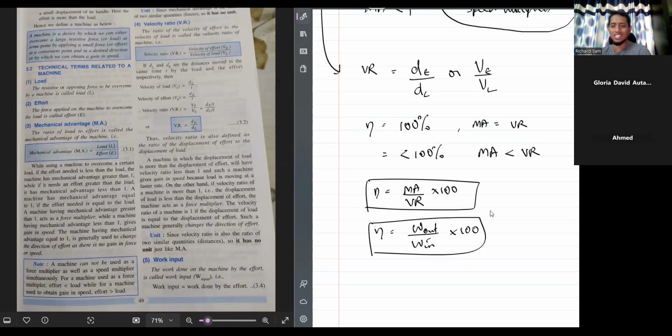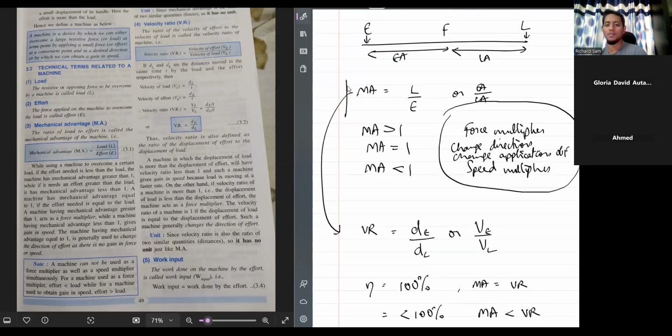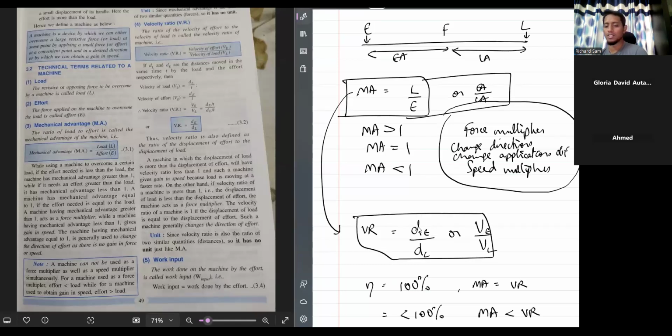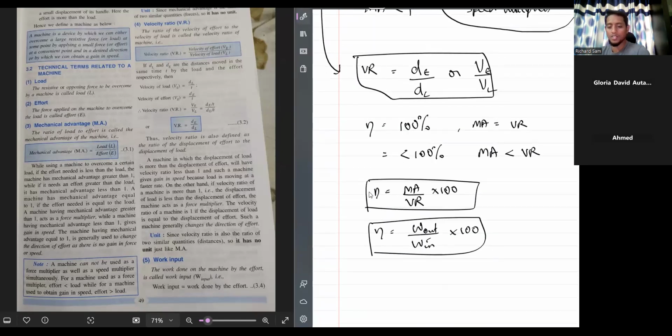Okay, six formulas. Mechanical advantage, load upon effort. Mechanical advantage, effort arm upon load arm. Velocity ratio is distance of effort upon distance of load. Second, the last and next formula, velocity of effort upon velocity of load. And then efficiency, mechanical advantage upon velocity ratio into 100, or work output upon work input into 100.